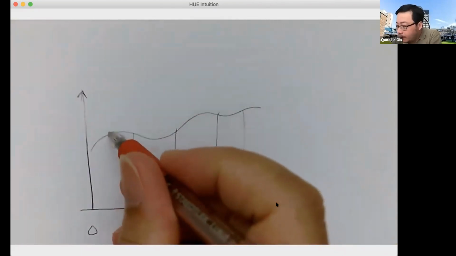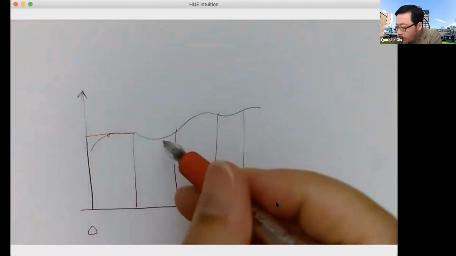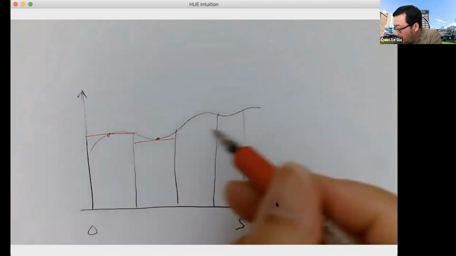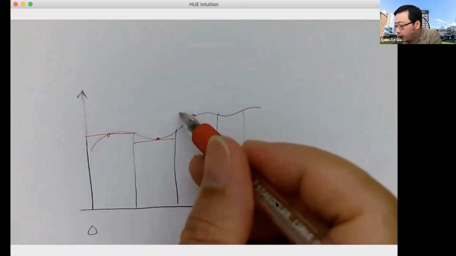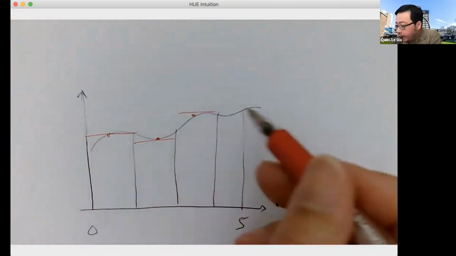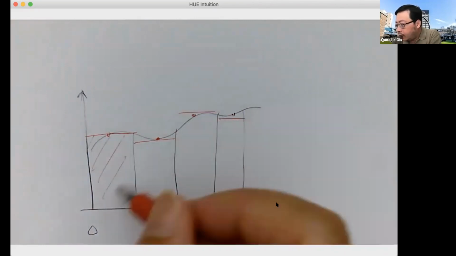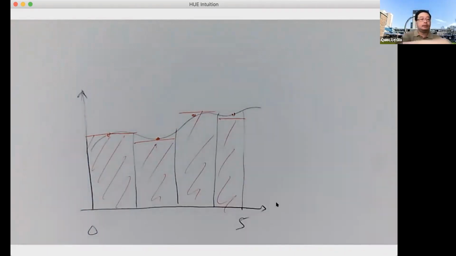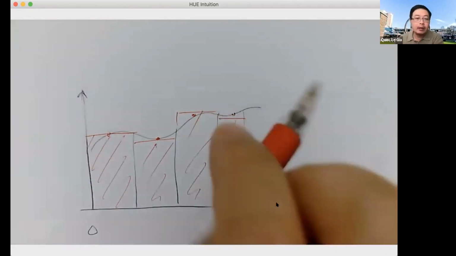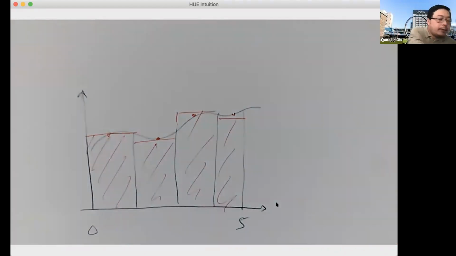So the midpoint, then I draw a rectangle. Midpoint, I draw a rectangle. Midpoint, draw a rectangle. Then I sum up the area under the rectangles. So that is the midpoint rule. But we are interested in the errors.